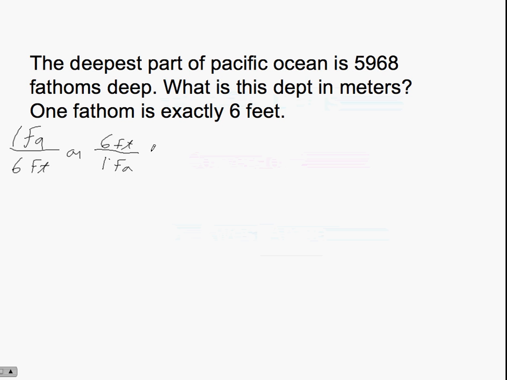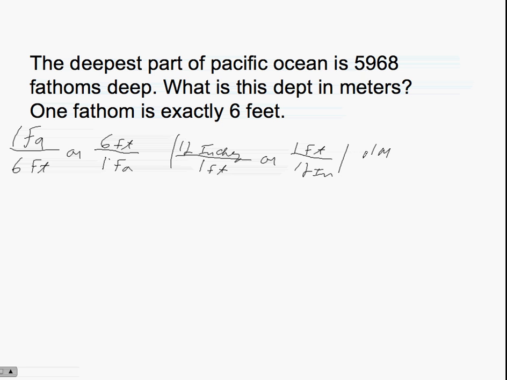And we do know that for every 12 inches we have 1 foot. And another way of writing this is that for every 1 foot, I have 12 inches.